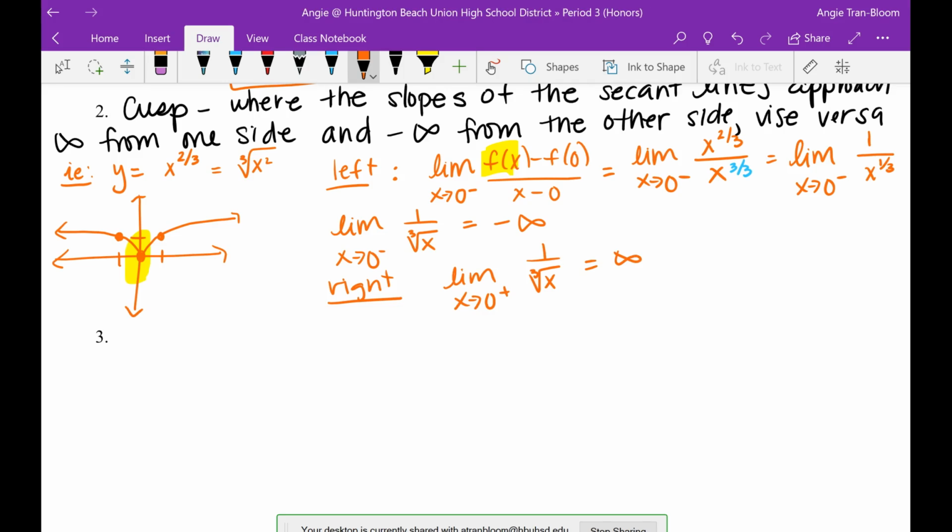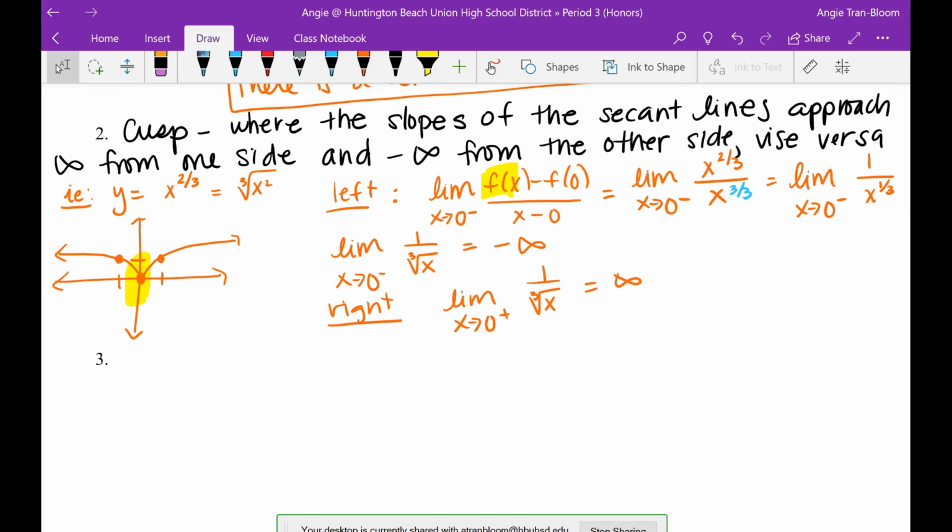Based on our definition, it's 1 positive infinity and 1 negative infinity. Yes or no? Yeah, so by definition, there is a what? At where? X equals 0. Right. There is a cusp at x equals 0.